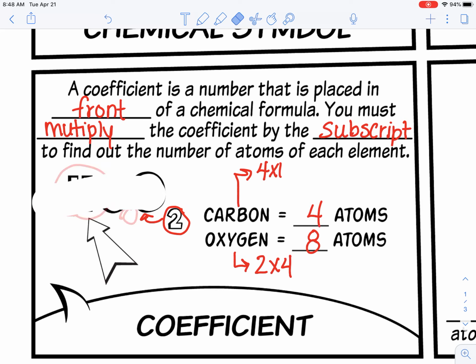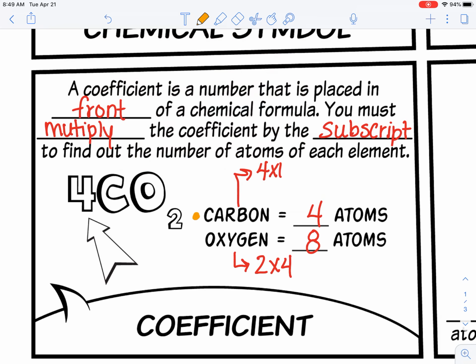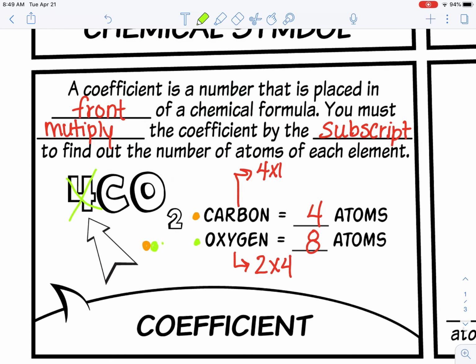Another way that you can think about this is by drawing the molecules. So if I want to use orange for carbon and green for oxygen, if I ignore the coefficient for right now and I just look at my molecule, CO2 means that I have 1 carbon atom and 2 oxygen atoms that make up that molecule.